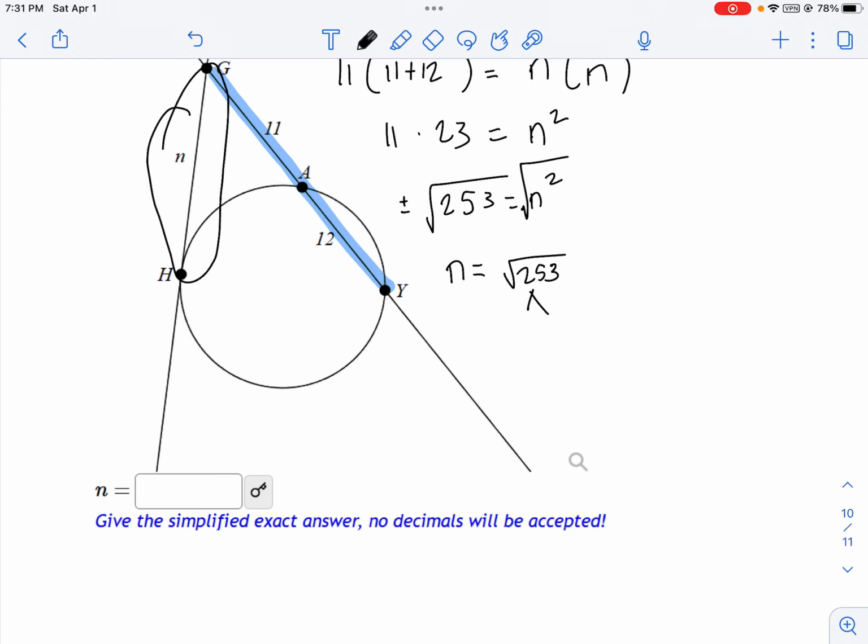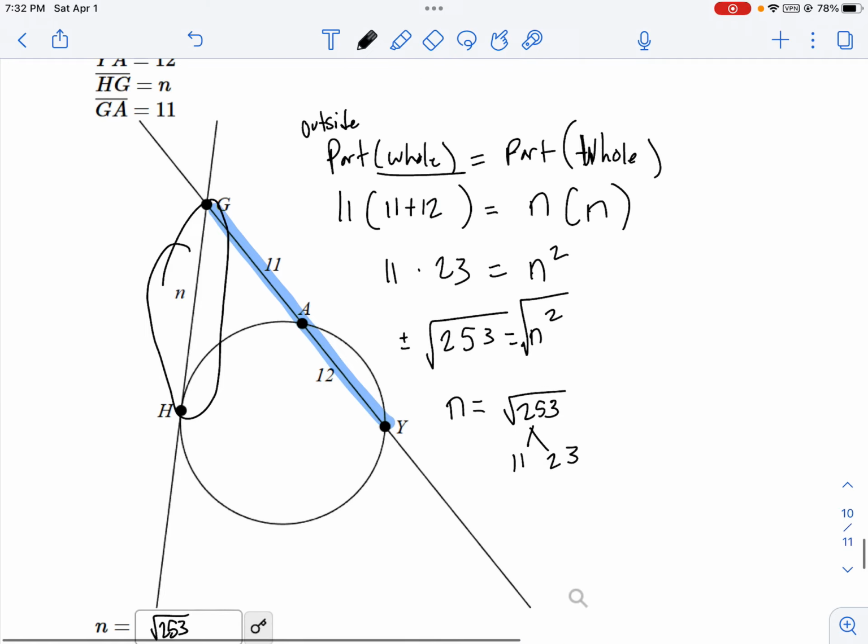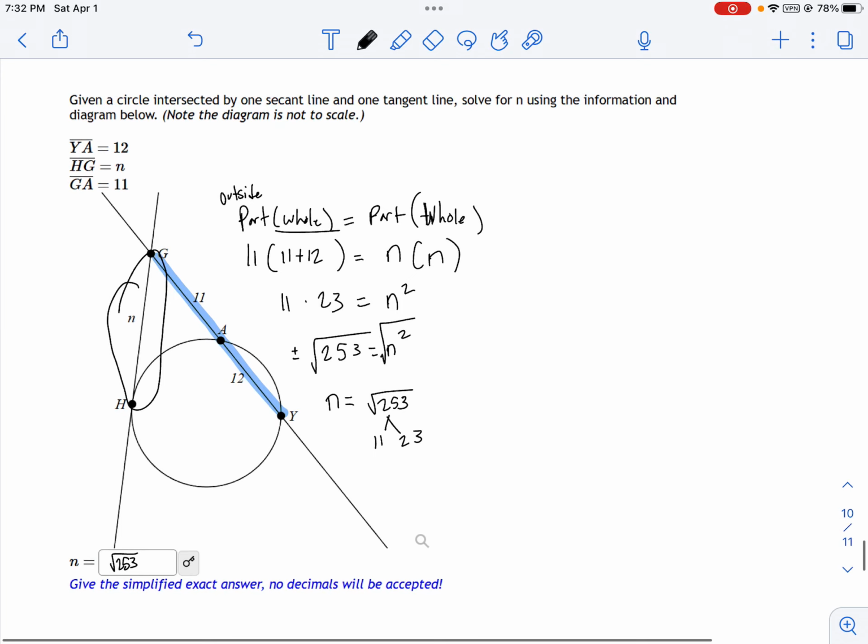If it simplifies, you'd want to simplify it, but we already know that 253 is from 11 and 23. Those are both prime numbers. That's not simplifying, which means that your final answer is the square root of 253. Alright, be careful, it's asking for a simplified exact answer. Don't give a decimal, you want the square root. Simplify it if you can. And that's all there is to it.